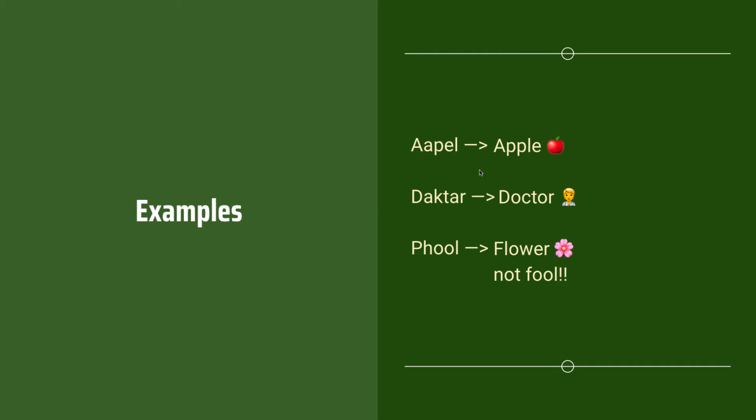So the first one is apple, as you can see. Apel, apple, very similar. Second is daktar, which translates to doctor. And we have fool, which translates to flower, not fool. So don't go around calling someone a fool, expecting them to be insulted.